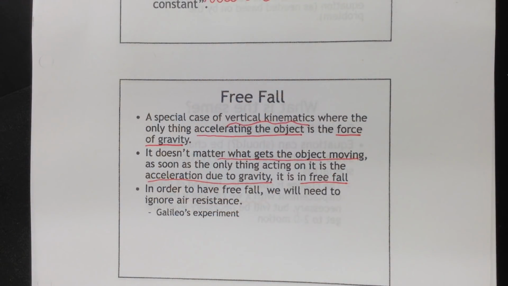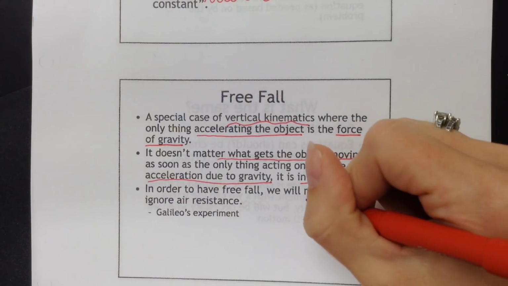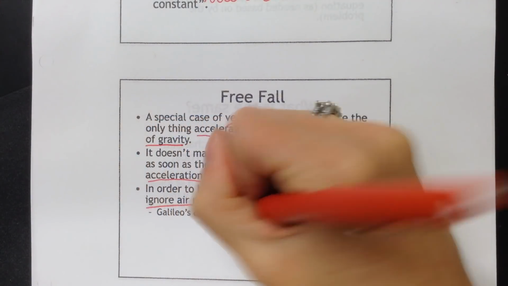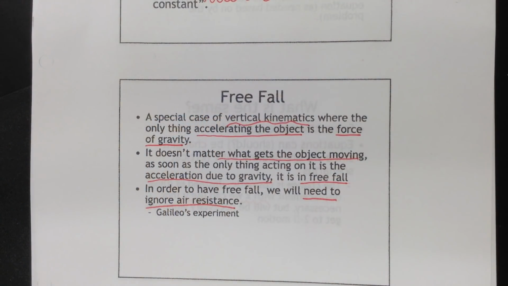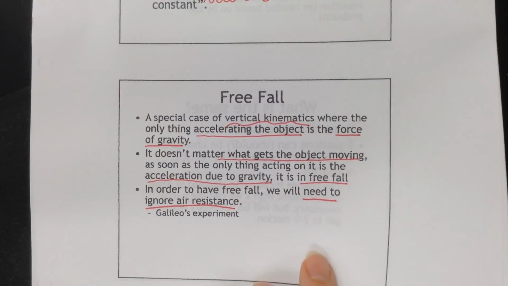Now, in order to have true free fall, we often have to ignore air resistance. So often in physics problems, you're going to see at the end of the problem, ignore air resistance. And that is because when you have air resistance, you have other forces coming in and playing a role. And if that is the case, you're technically not in true free fall. So we always ignore air resistance so that we are in true free fall with gravity the only force causing that object to accelerate.